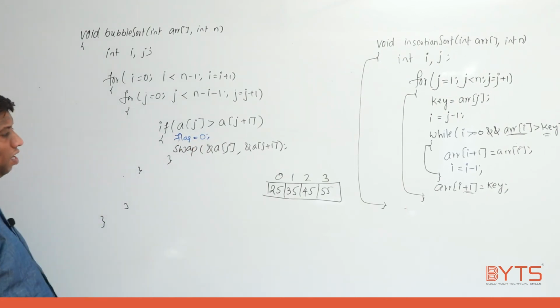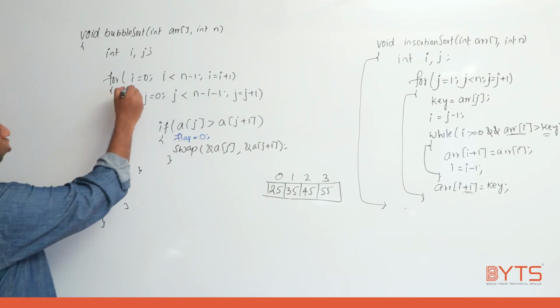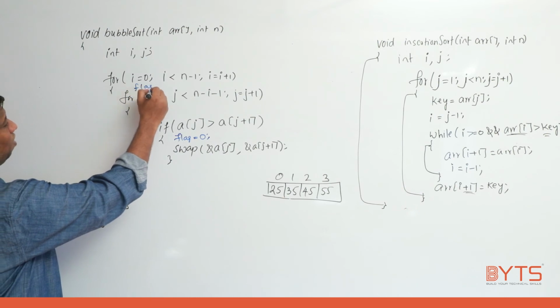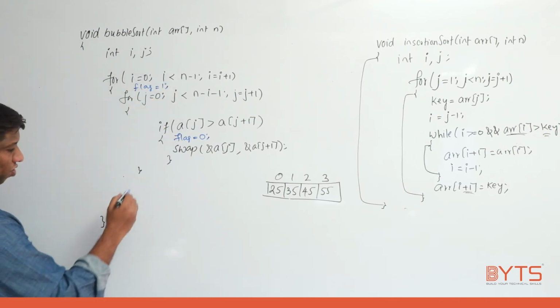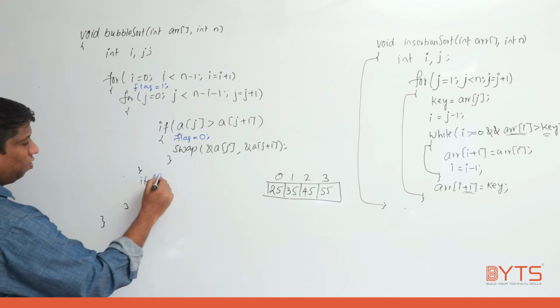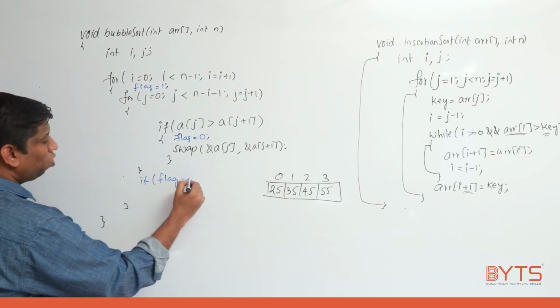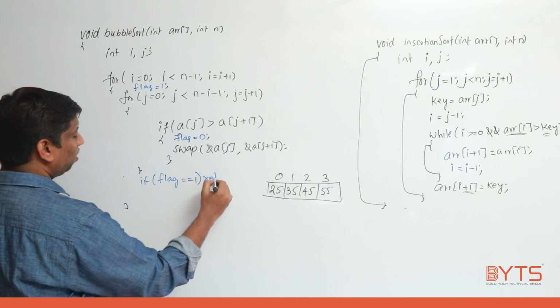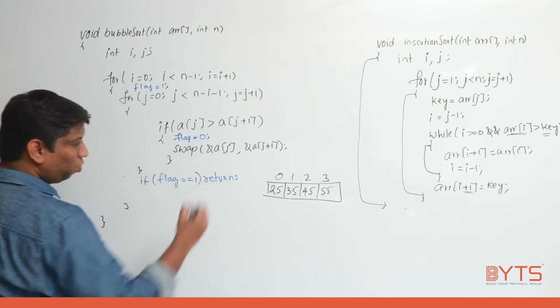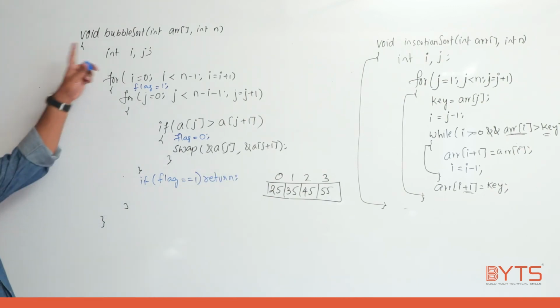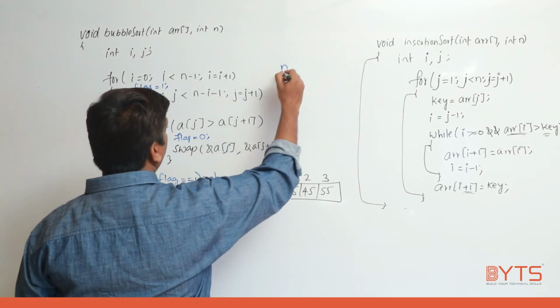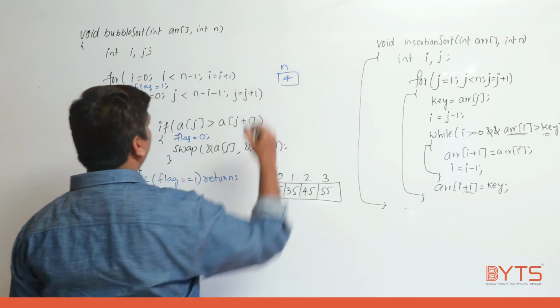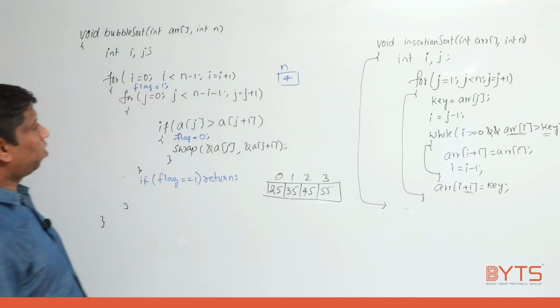And before start of the for, I can write flag equal to 1. So if flag equal to 1, what can I write? Return. Now we'll try to see the analysis. Here how many elements are there in the array? 4 elements. So what is the value of n? The value of n is 4. Okay. Now I value is what? 0.